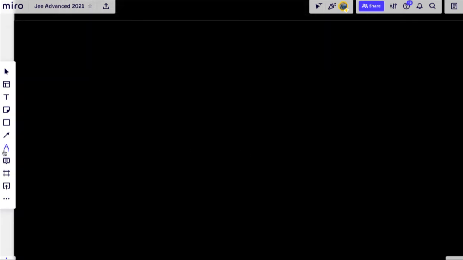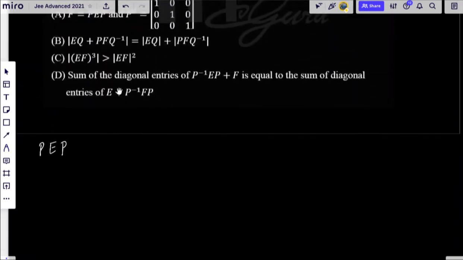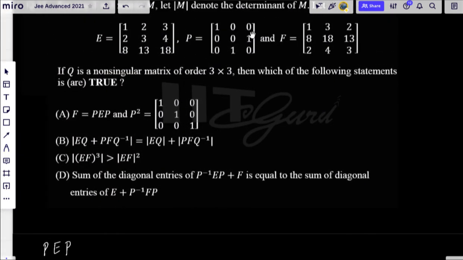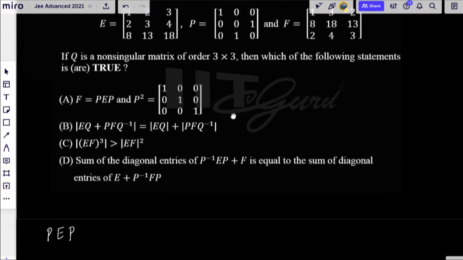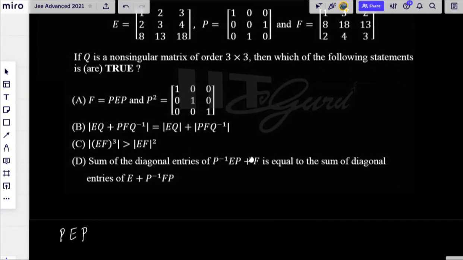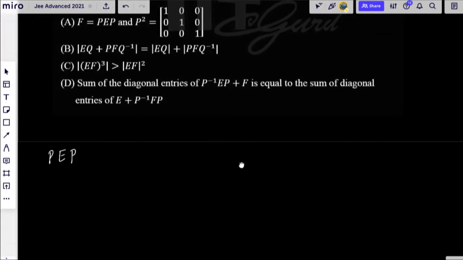For the first option, we see PEP, that is P, E and P. So PEP can be written like this, as you know. Here this one is P, 1 0 0 1, and that is P. Then after we will write E, that is 1, 2, 3, 2, 3, 4, 8, 13, 18.